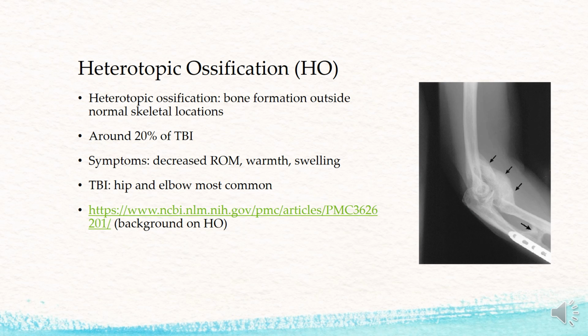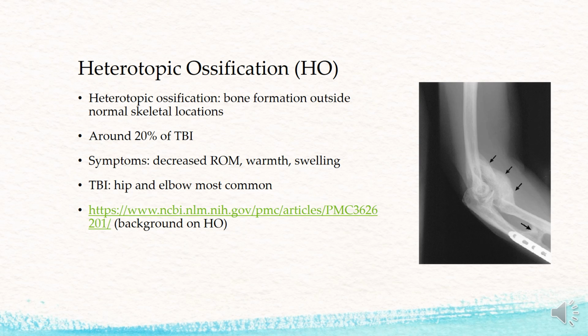Heterotopic ossification, easy for me to say, is a potential side effect of many neurologic conditions. It's common in brain injury, and you may also see it in spinal cord injury. The text mentions it happens in about 20% of cases with traumatic brain injury. This condition is bone formation outside normal skeletal locations. Elbows and hips seem to be most common. I linked an article here with some background information on HO.